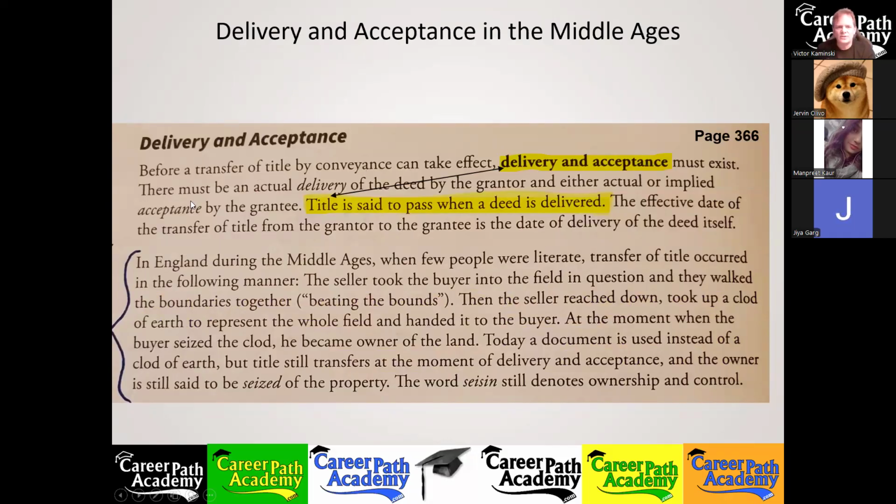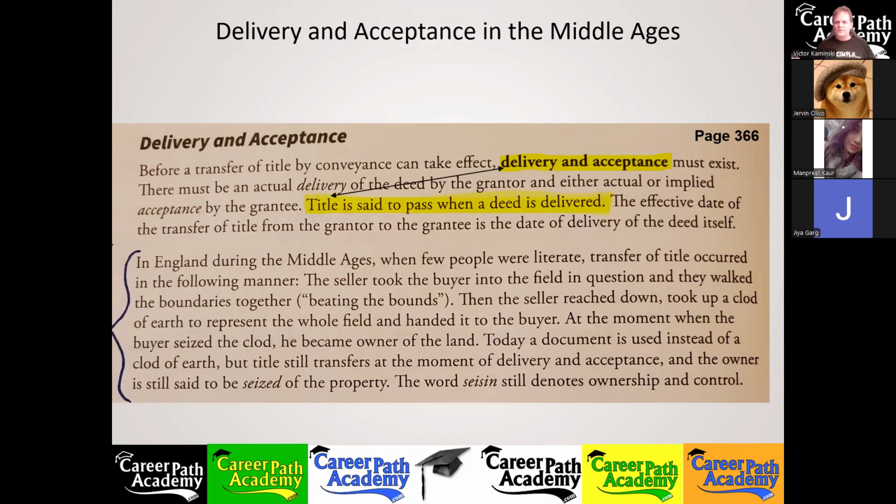Delivery and acceptance. Okay. So before a title can transfer, before that conveyance can take effect, delivery and acceptance has to take place. Delivery and acceptance is when ownership transfers, when title transfers upon delivery and acceptance of the deed itself. Now, let's highlight that because we need to know that for exams. We need to study that. We need to know that the transfer of ownership of real estate happens upon delivery and acceptance of the deed itself.